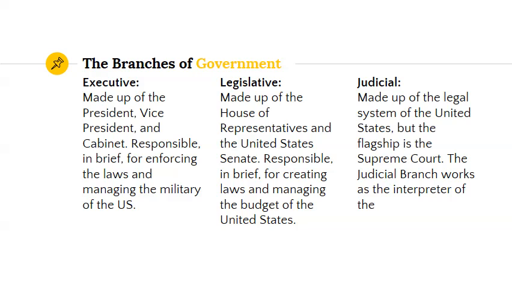When we take a look at these, the executive branch is made up of the president, the vice president, and the cabinet, also known as the bureaucracy, responsible in brief for enforcing the laws and managing the military of the United States. The legislative branch, on the other hand, is made up of the House of Representatives and the United States Senate. It is responsible in brief for creating laws and managing the budget of the United States. Last but not least, the judicial branch is made up of the legal system of the United States, but the flagship of it, the thing that we always pay attention to, is the Supreme Court. The judicial branch works as the interpreter of the Constitution.